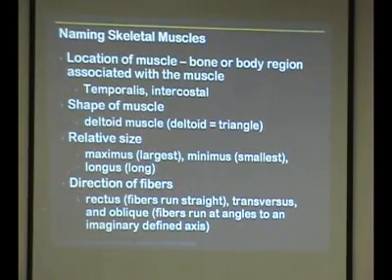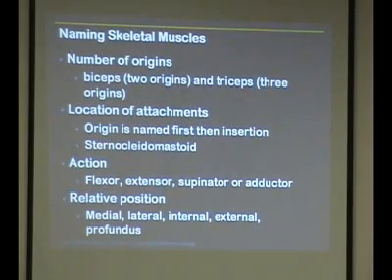And then directions of the fibers. Okay, so rectus meaning straight. So rectus femoris is going to run straight in this area here. Okay. And then there are some other muscles that are going to be oblique. Like we have, let's see, serratus. So rectus is going to run straight, and oblique is going to be more at an angle. You have external oblique muscles in the abdomen, and you have internal obliques. And then you have one that's called rectus. So then it has to do with the number of origins. Muscle names are going to tell you how many origins or attachments they have.